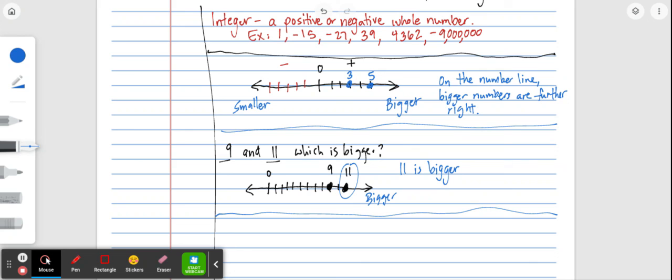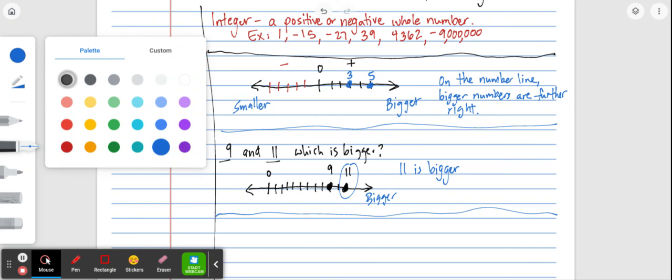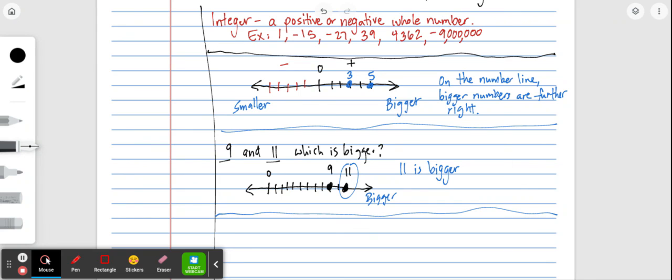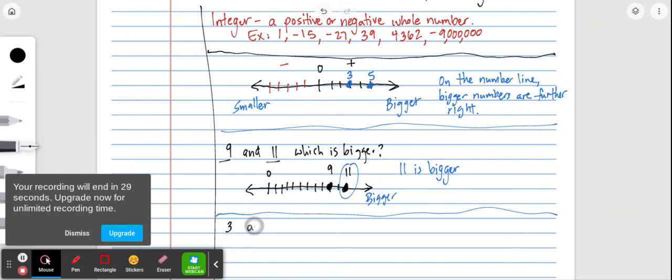What gets tricky is when we start adding in negative numbers. So let's do a positive and a negative number. Let's do positive 3 and negative 1. Which is bigger? I'll do this in the next video because I'm running out of time.